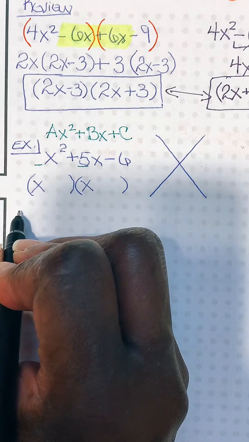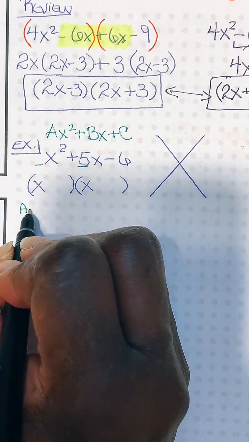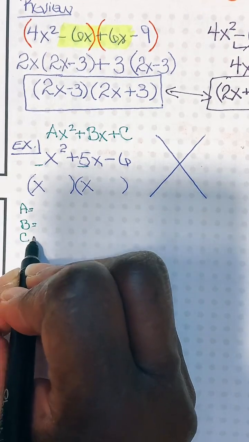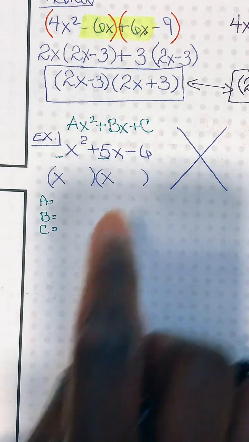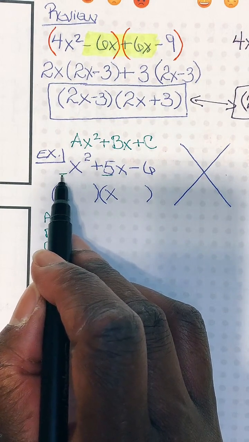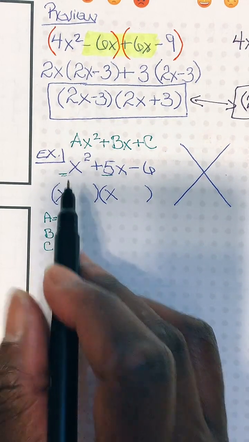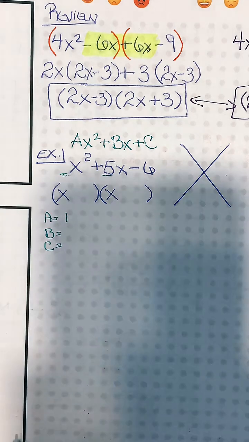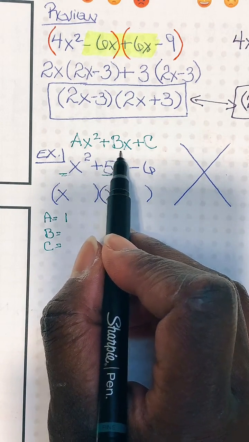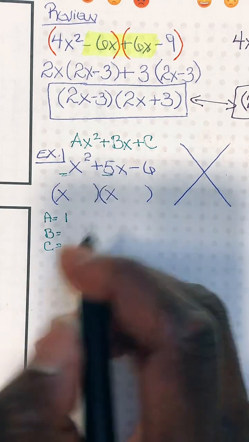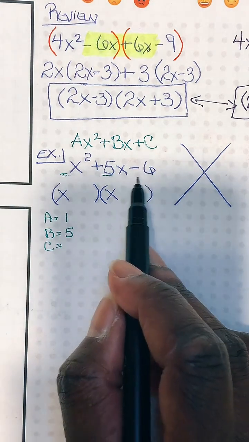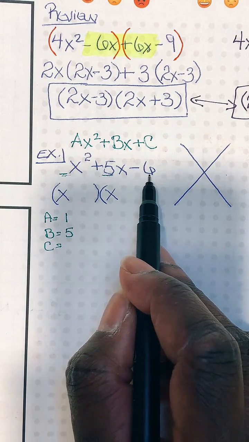So, this is what's happening. I'm going to list out, just for right now, what my A is, what my B is representing, and what my C is representing for this particular problem. So my A is the number in front of the x squared. If I don't see anything, it's assumed to be a 1. My B is the number that's in front of the x. My B is a positive 5. And my C is my constant, which is a negative 6.